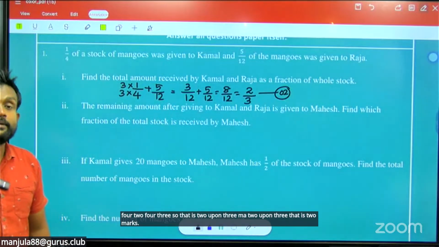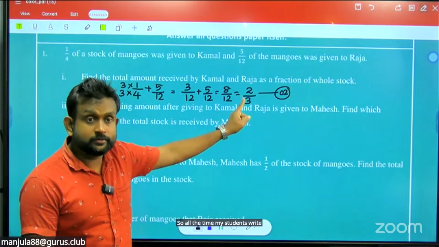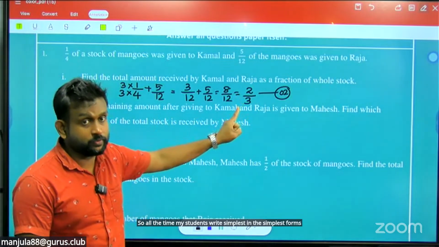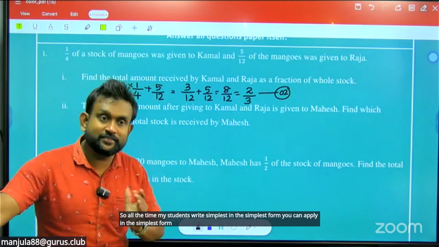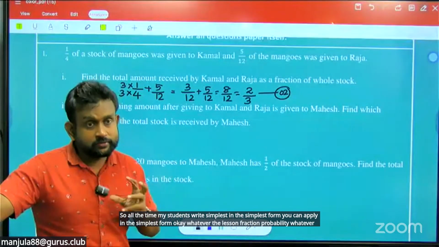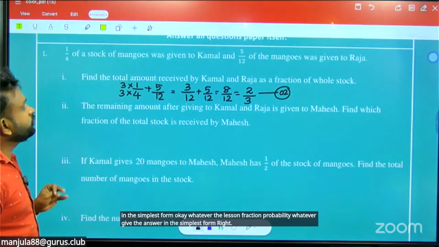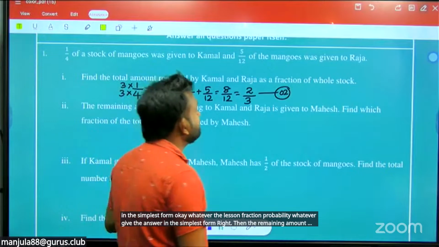So all the time, my students, write the answer in the simplest form. Whatever the lesson, fraction, probability, whatever, give the answer in the simplest form. Right. Then the remaining amount after giving to Kamal and Raja is given to Mahesh.